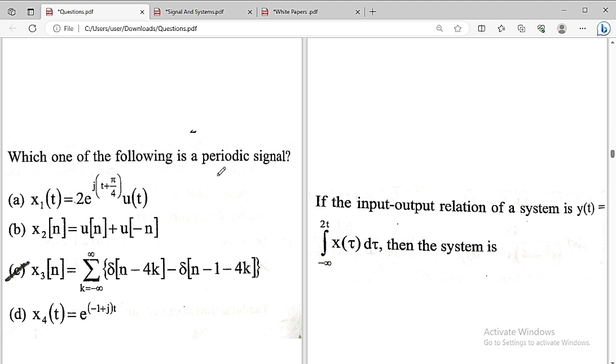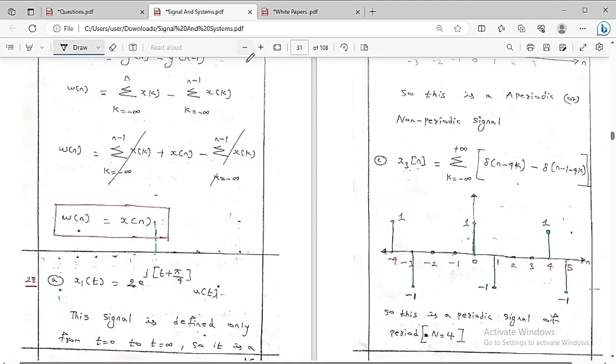Out of these, which signal is a periodic signal, that we need to figure out. Option C is the correct solution of this question. So let's solve this numerical. What is option A? They have given x1 of t is equal to 2 into e to the power of j into t plus pi by 4 into u of t. So this is the first signal they have given.